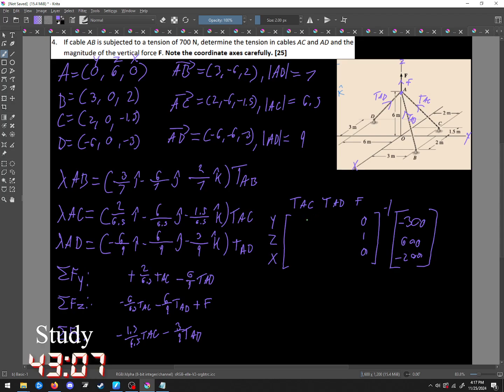And then here we're going to have 2 over 6.5. Negative 6 over 9. Here we have negative 6 over 6.5. Here we have negative 6 over 9. Here we have negative 1.5 over 6.5. And then here we have negative 3 over 9. Plugging these all into a matrix.